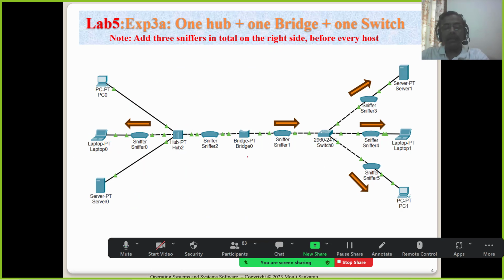Now when do you use a bridge? Suppose you have two networks, two different LANs. Again, when I say LAN, it means the network ID is common, it's the same, and the host ID is different.